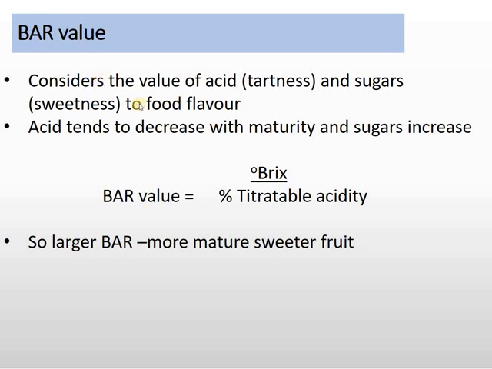So here it is. We mentioned that the Brix-to-acid ratio considers the ratio between the acid and the sugar. And the acid tends to decrease with maturity and sugars increase. That is why an overripe fruit is not nice. It's too sweet without the tanginess. I've mentioned that. So when you're calculating the ratio, it's the degree Brix that you would have obtained using your refractometer divided by the percentage titratable acidity. So the larger the ratio, it means this is a more mature, sweeter fruit.